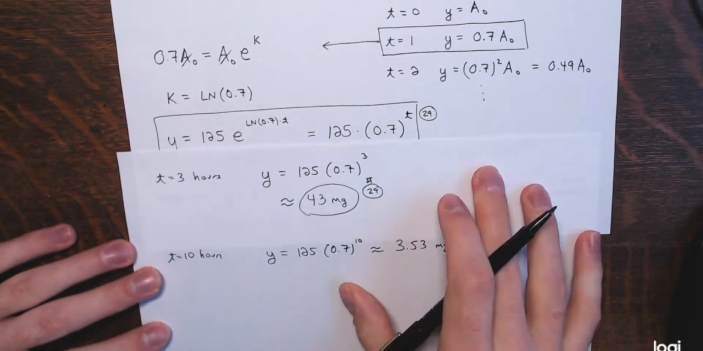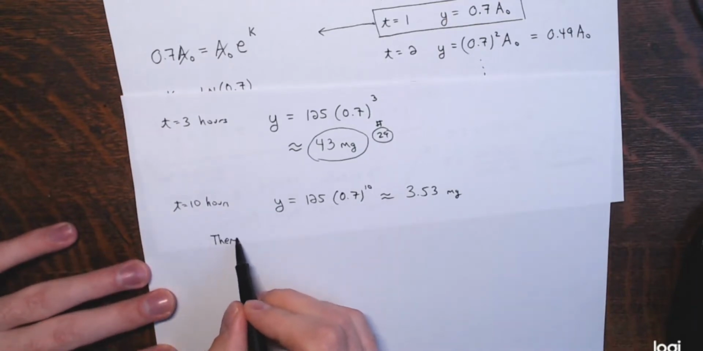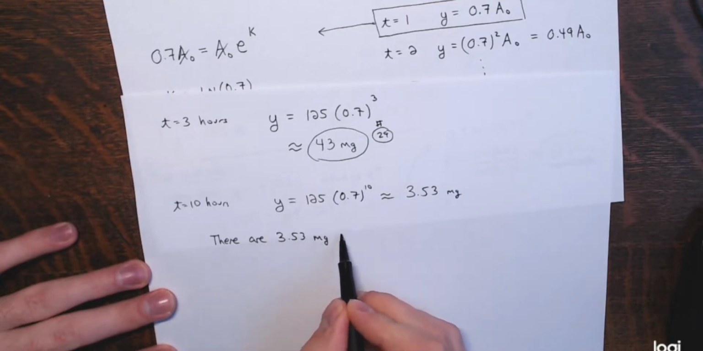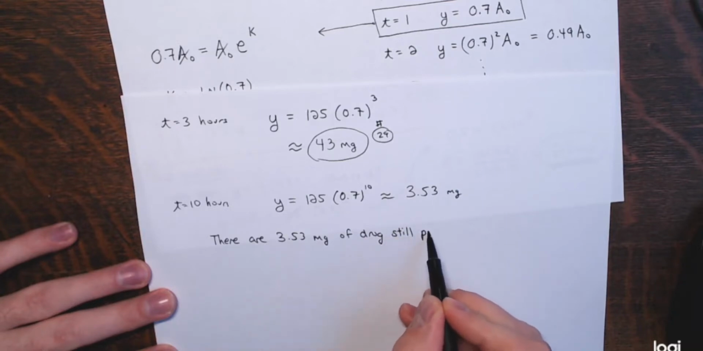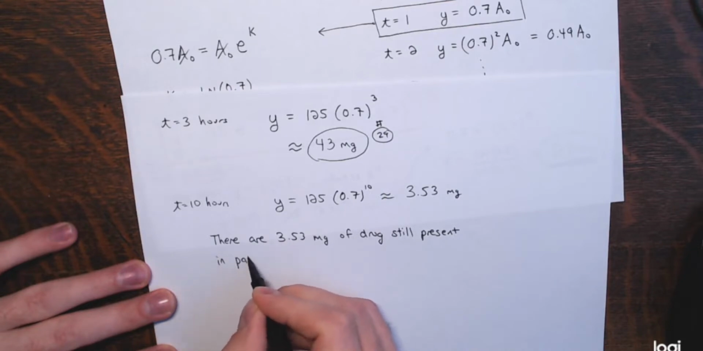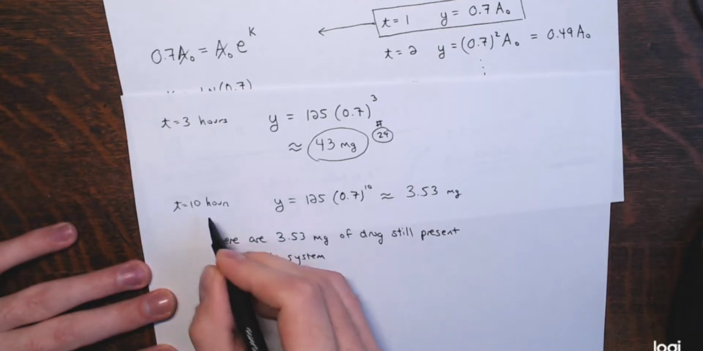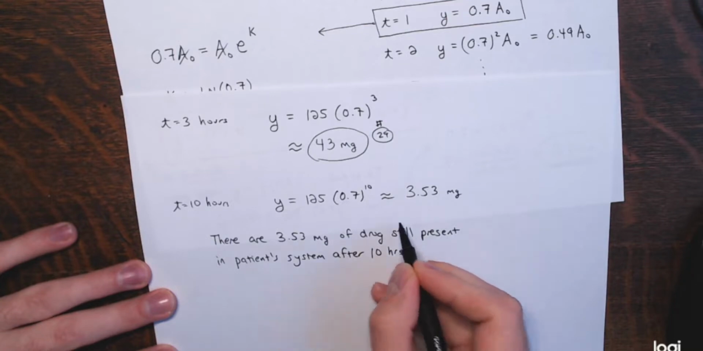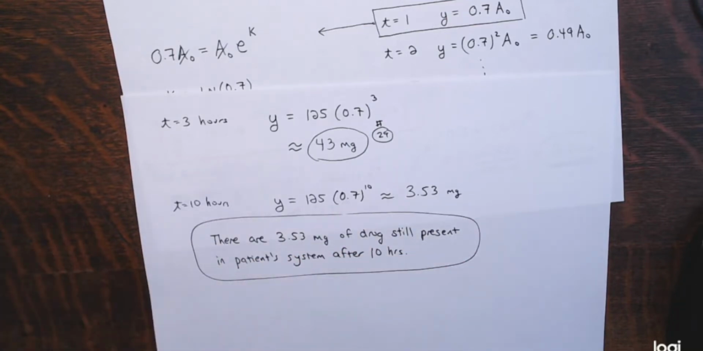So about 3.53 milligrams. And they're asking, what does this mean? This means there are 3.53 milligrams of the drug still present in the patient's system after 10 hours. That's what that means. And you should have known that from how number 29 was asked.